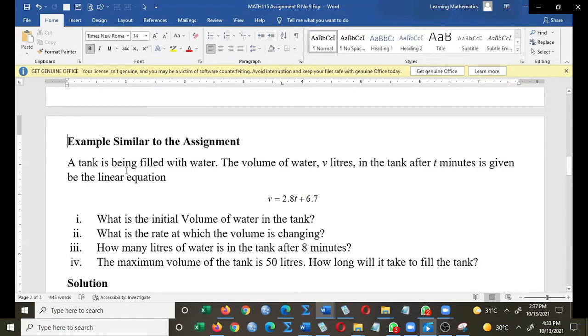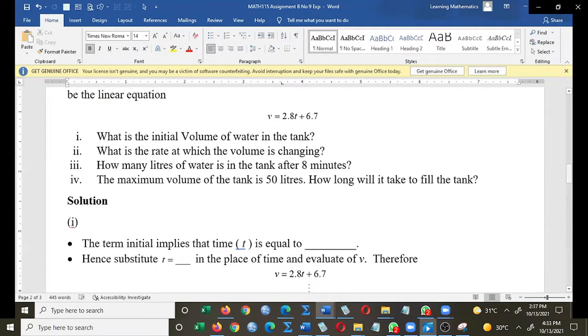It says a tank is being filled with water. The volume of water V liters in the tank after t minutes is given by the linear equation V is equal to 2.8t plus 6.7. What is the initial volume of the tank? What is the rate at which the volume is changing? How many liters of water is in the tank after 8 minutes? The maximum volume of the tank is 50 liters. How long will it take to fill the tank?